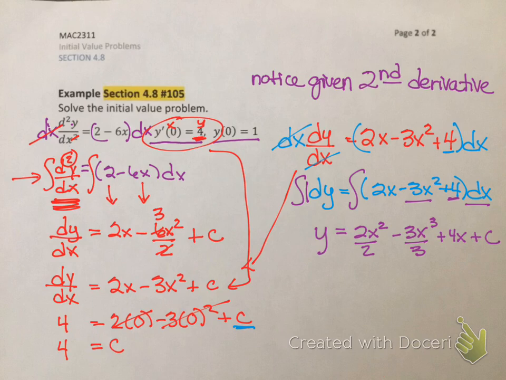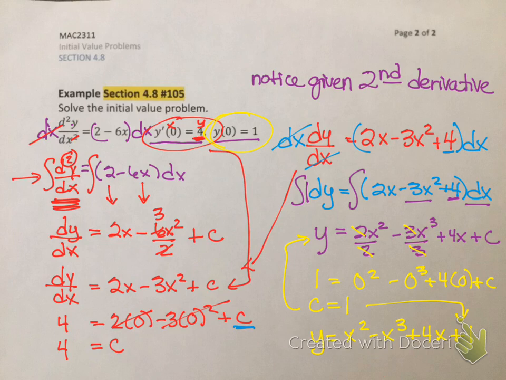The information that I'm plugging in this time is right here: y is 1 when x is 0. So c is equal to 1. So my equation is y equals x squared minus x cubed plus 4x plus 1. You can put this in order if you want to, it doesn't matter, but here is your answer.